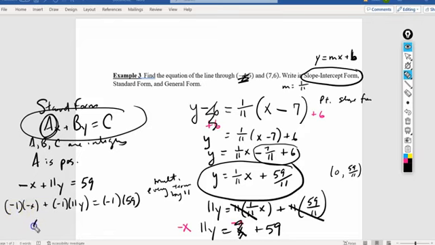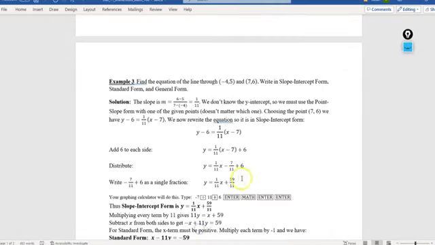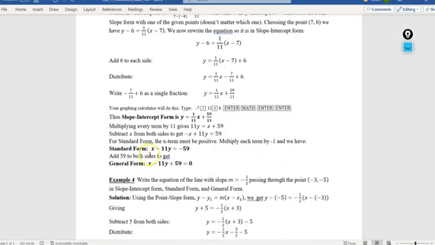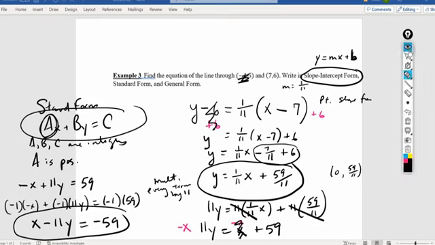Negative 1 times negative x is positive x, and negative 1 times 11y is minus 11y equals negative 59. And now that is in standard form because I do have an integer here. It's actually 1, but we don't write the 1. So let me check it. Standard form, x minus 11y equals negative 59. So let me go back here. Okay, so I have it in standard form.